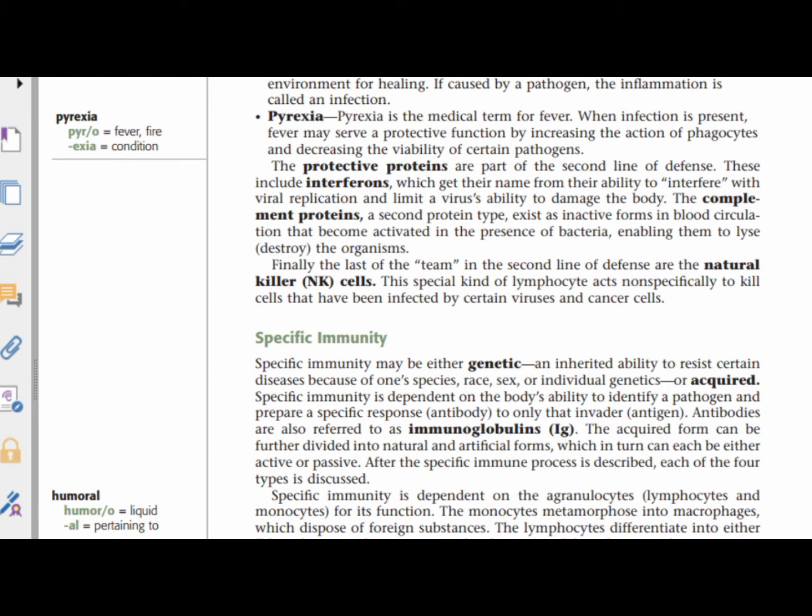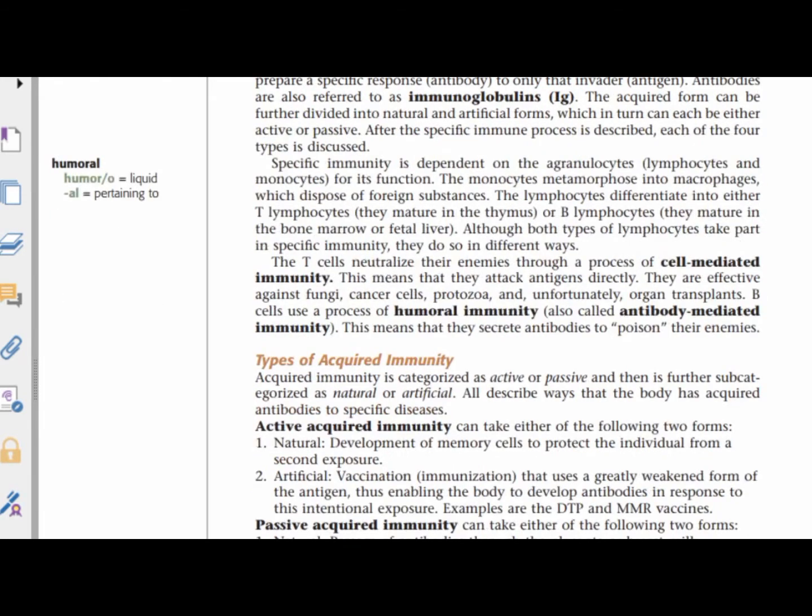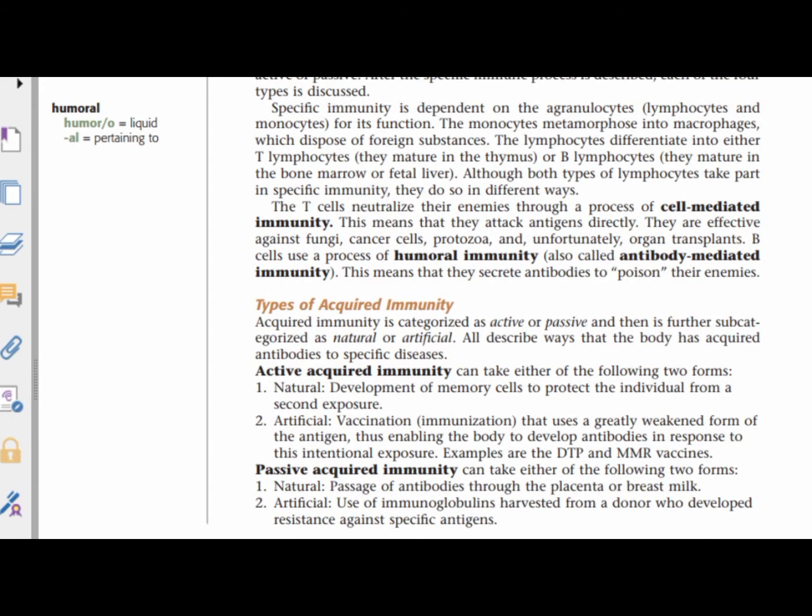So cell mediated. As I've said before, it is the specific response of the body when the bacteria is already within the cell. But when it is outside, then the body will use the humoral immunity or the fluid, which is basically antibody mediated. So we have here two types of acquired immunity. We have active and passive.